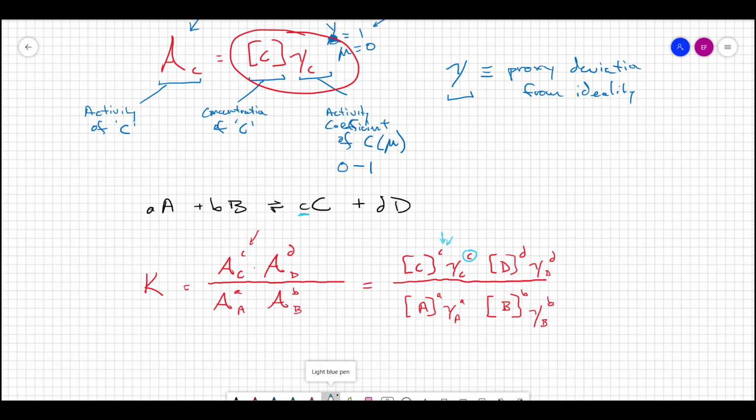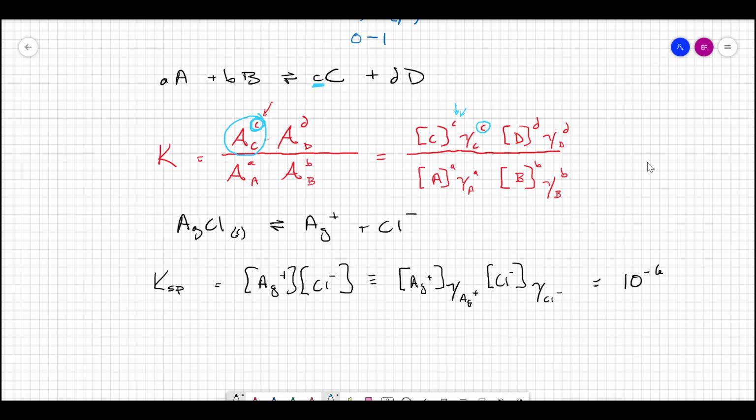So if you've got a coefficient that balances your reaction of C, then you're not only raising your concentration as you normally would, but you're also raising your gamma value. And that makes sense because it's the entire activity coefficient that gets raised to the power C. And so we're just breaking those two things out here. And so that's true over this entire equilibrium expression.